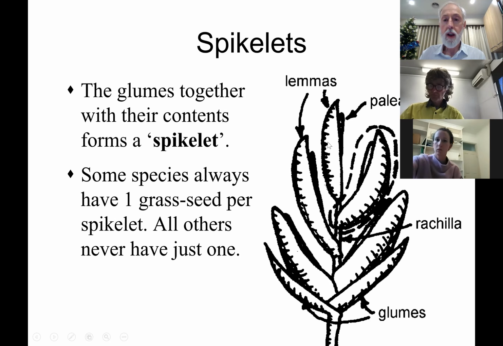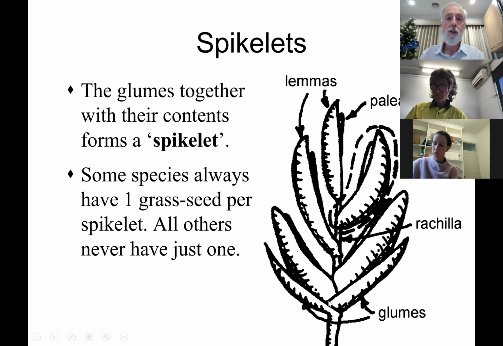And at maturity, the little stalk that runs up the middle, the rachilla as it's called, would split between these. The top one would split first and shed, and so the first floret with its lemma and palea and grain would fall out first, and then the rachilla would split there and there. Disarticulate is the botanical term for this splitting process. And finally, the last one of these down the bottom here will disarticulate, leaving just the glumes behind.